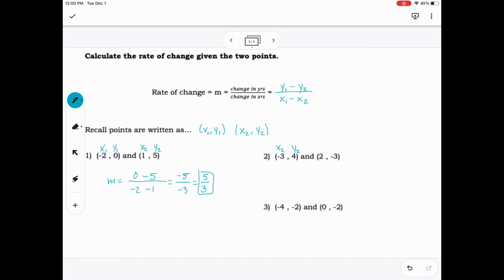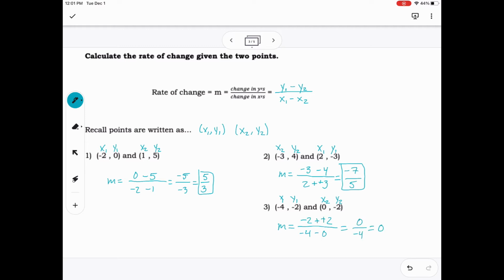Number 2, if I switch the order, made the first point written the 2's and the second point the 1's, it will still get me the same answer as if you did it the other way. So on the top I have negative 3 minus 4, and on the bottom 2 minus negative 3, remember that's a double negative, so it makes it positive, so I get negative 7/5. For the last one, I'm going to make the first point my x1, y1, second point x2, y2, I put it in there, negative 2 minus a negative 2 on the top, divided by negative 4, minus a 0 on the bottom. Top number, double negative, changes it to positive.